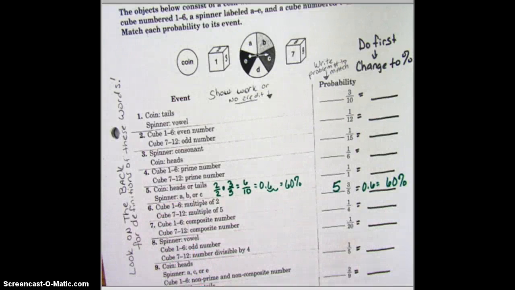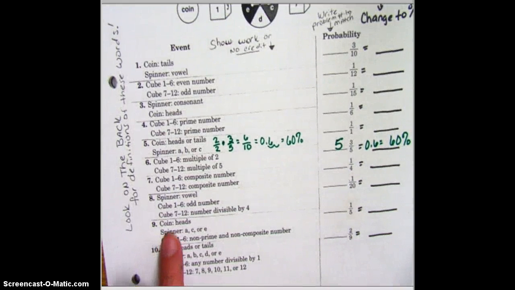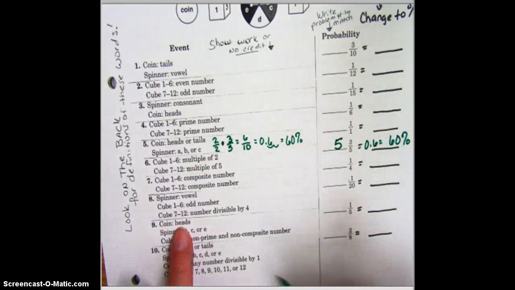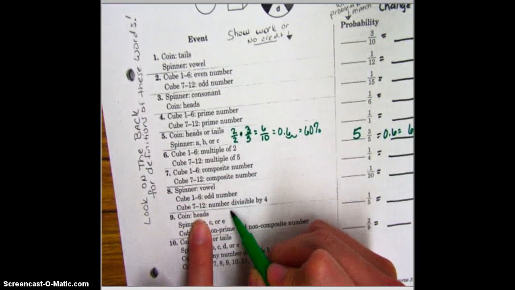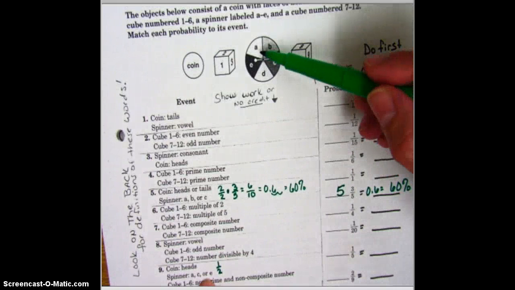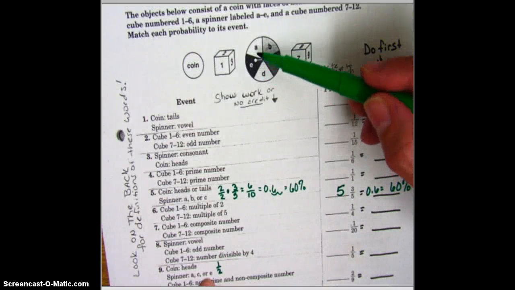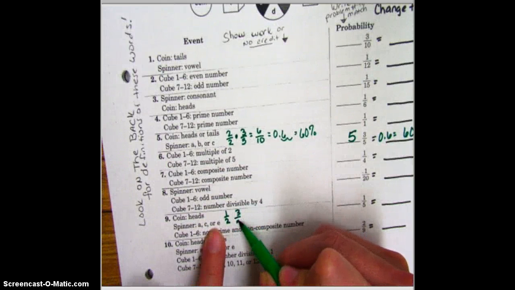I'll do another one with you. Let me see, number 9 here. Number 9 says your coin is heads. So what's the probability of getting a heads? Well, on a coin here you have 1 head out of 2 sides. So this is 1/2. What's the probability of a spinner being an A, a C, or an E? Well, there's an A, here's a C, and there's an E. So you have a 3 in 5 chance of getting the spinner on an A, a C, or an E.